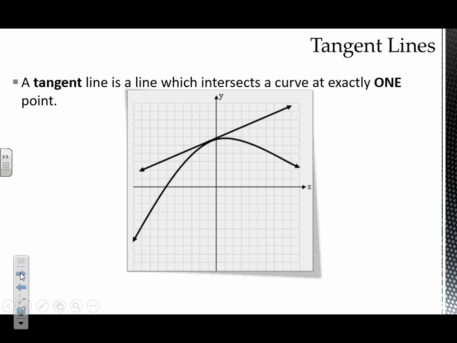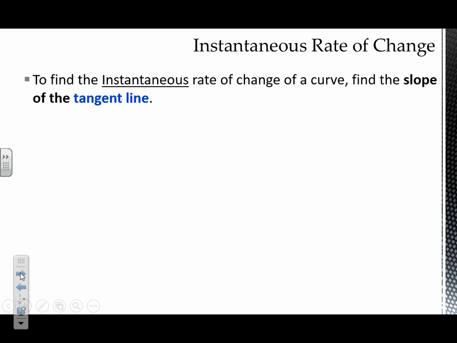Okay, and to find the instantaneous rate of change, we find the slope of the tangent line. So now we have two synonyms: instantaneous rate of change, which is the same thing as the slope of the tangent line. All of these things mean derivative.